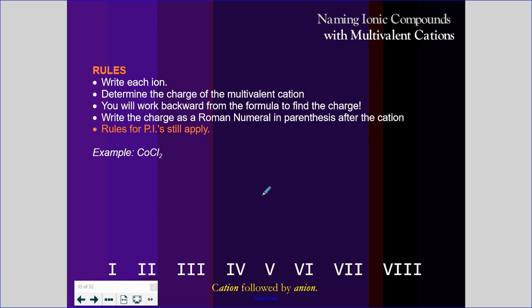How do we name ionic compounds containing multivalent cations when we're given the formula? This is a little different. First we need to write each ion. We have to determine the charge on our multivalent cation. The good news is since we know this compound, CoCl2, must have an overall net charge of 0, we can work backwards to find out cobalt's charge.